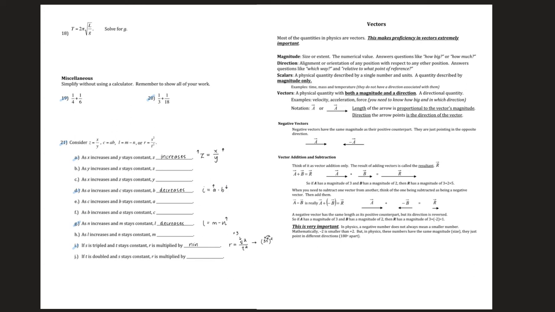And what's 3 squared? 9. So r is going to be multiplied by 9. Because if s is tripled, well, r is affected by that squared on the s. So it's not just multiplied by 3, it's multiplied by 9. J is kind of similar there. It's going to be a little bit different. Okay? Moving on to vectors.